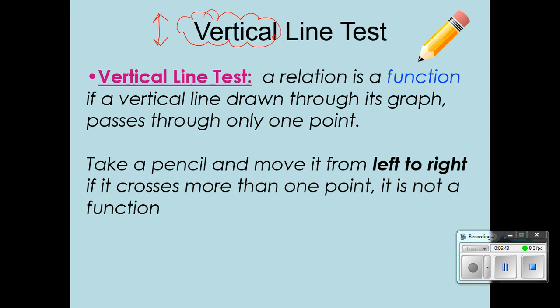Now what you're going to do is take a pencil and move it left to right across the graph. If it crosses more than one point, it's not a function. Okay, so now that you have this page down and written, I'm going to show you a couple of examples of how to use the vertical line test to determine if a relation is a function.